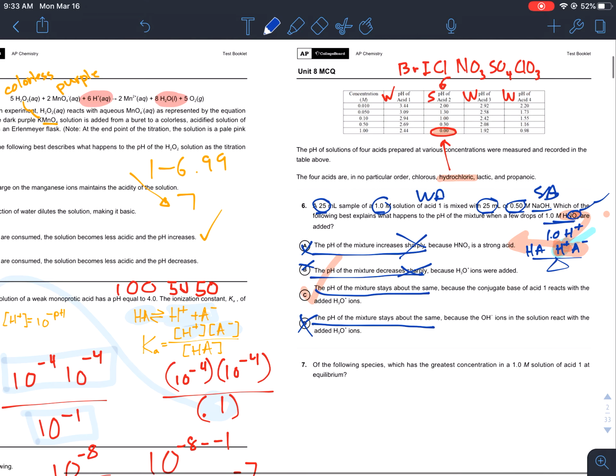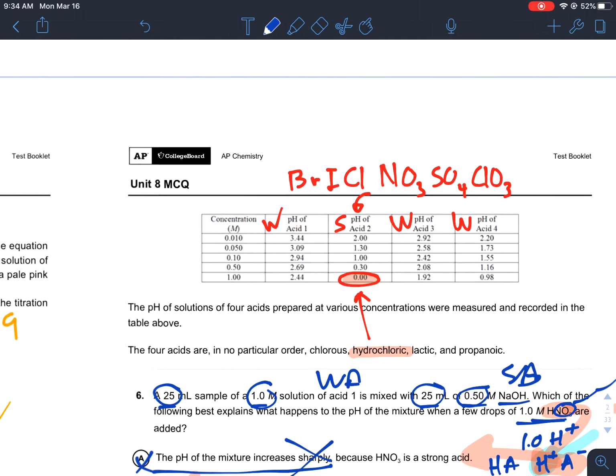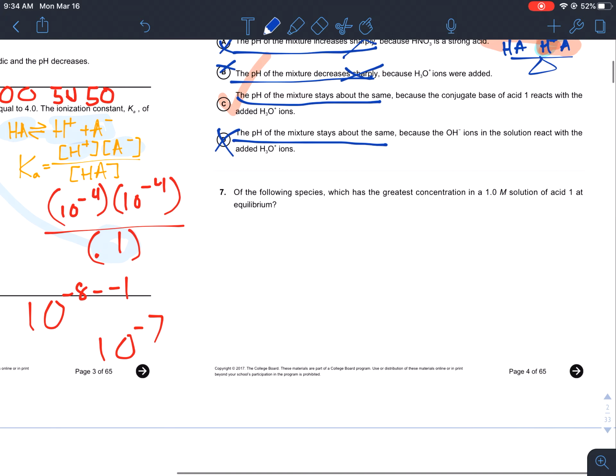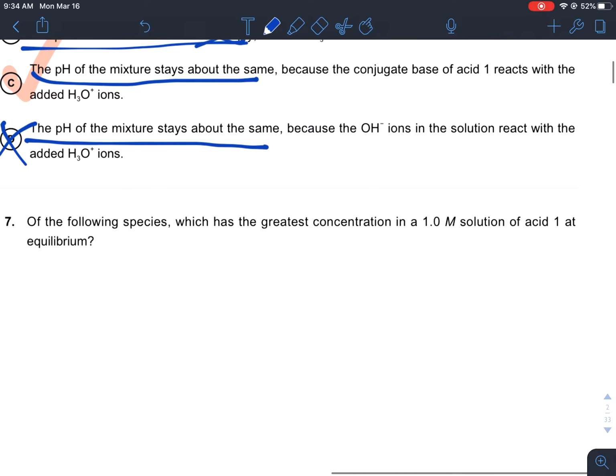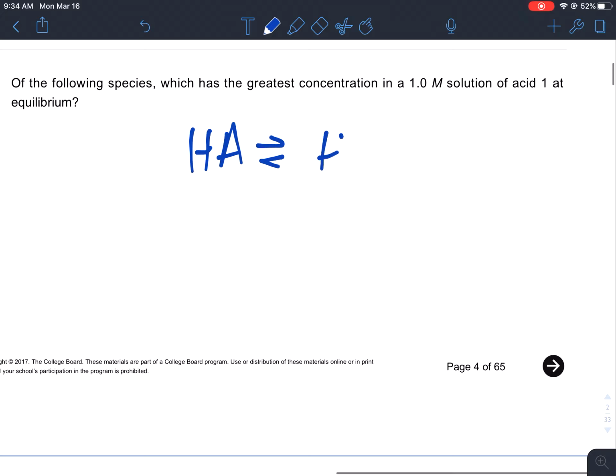Using that same information from that data, and remember, this data is saying that acid 2 was our strong acid. Acids 1, 3, and 4 are weak, and we're confident about that. There's not a lot of questions of if that's true or not. All right, of the following species, what has the greatest concentration in a 1 molar solution of acid 1 at equilibrium? So this one was a little bit more involved. I said to myself, okay, acid 1 is some HA yielding H plus and A minus.